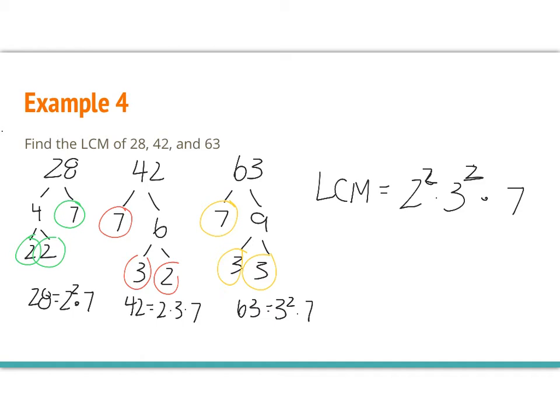All right, this means that my final answer will be 2 to the power of 2, which is 4, times 3 to the power of 2, which is 9, times 7, and I did that in my calculator and I got 252. All right, so we take every prime factor, we see the biggest one that exists in some number, and we place it in our lowest common multiple, and multiply it out.